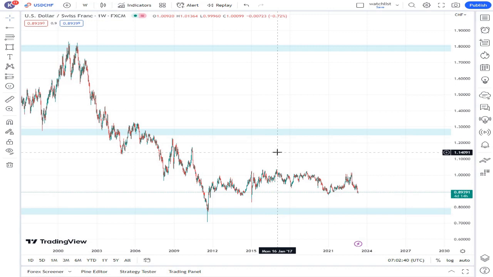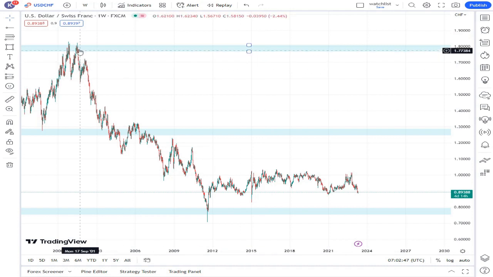Okay, guys. So moving on to the analysis. What I did here is just simple, like on the previous video. This is where I plot my major resistance. This is my major support. This is my mid-range zone. Okay, guys. Just like I always do.